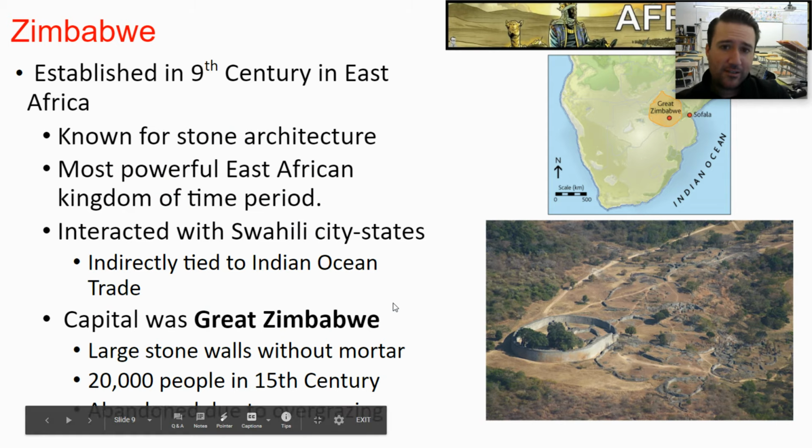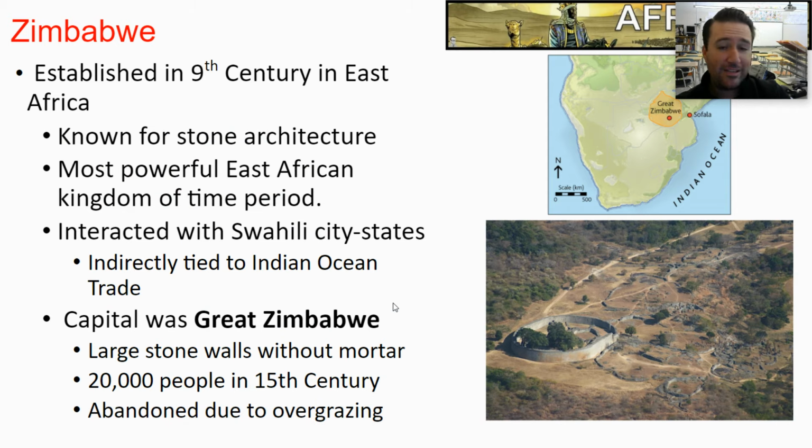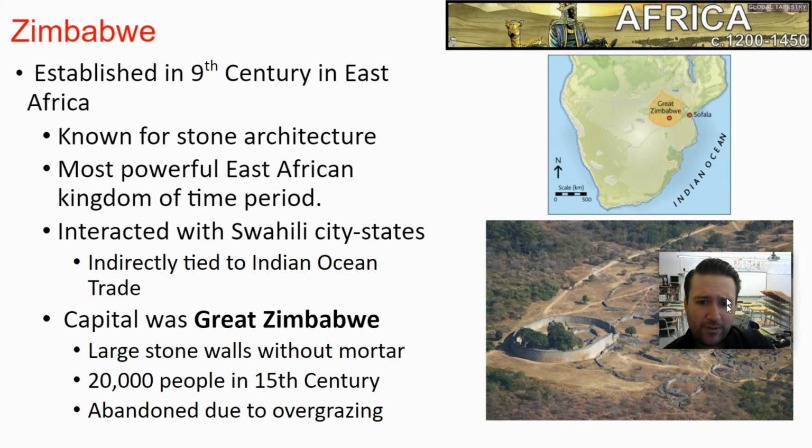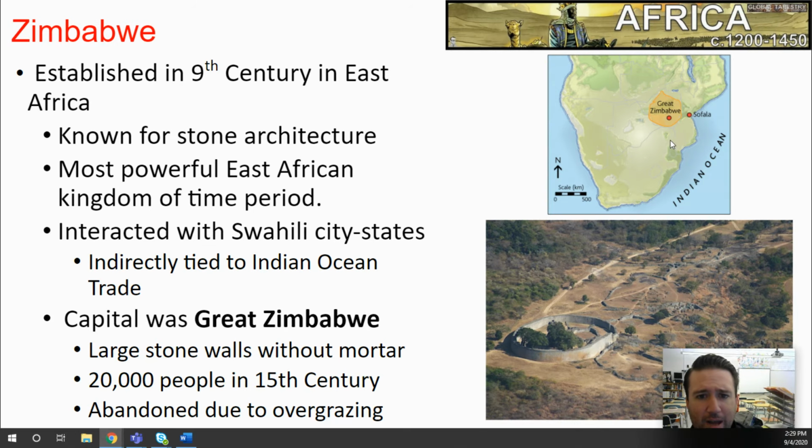So the next civilization we're going to talk about is Zimbabwe. And Zimbabwe, the Great Zimbabwe, was established in the 9th century in East Africa. And you can see here on the map where the Great Zimbabwe is.